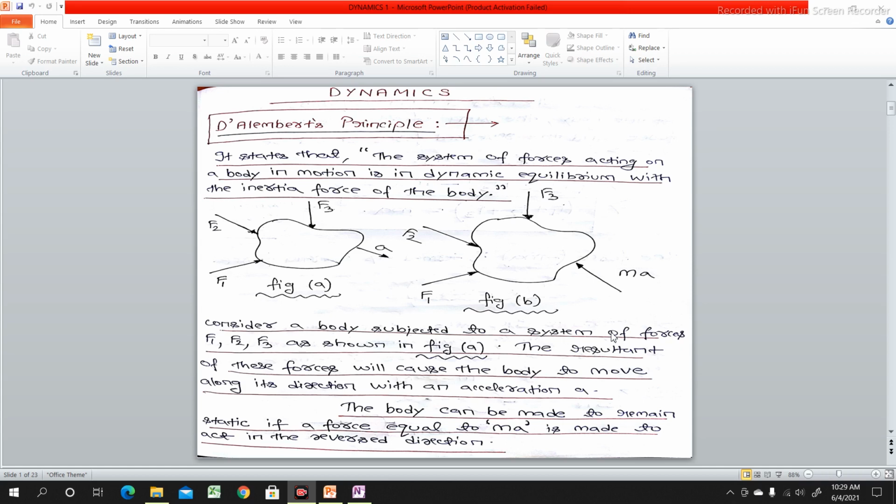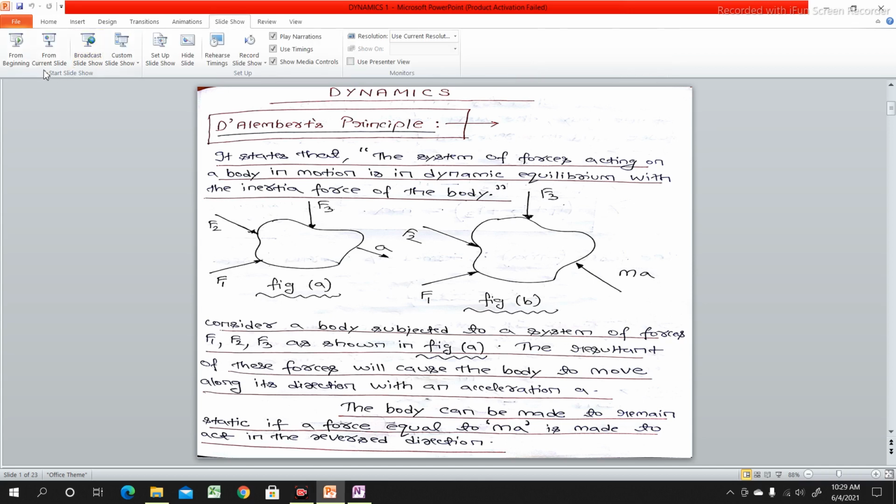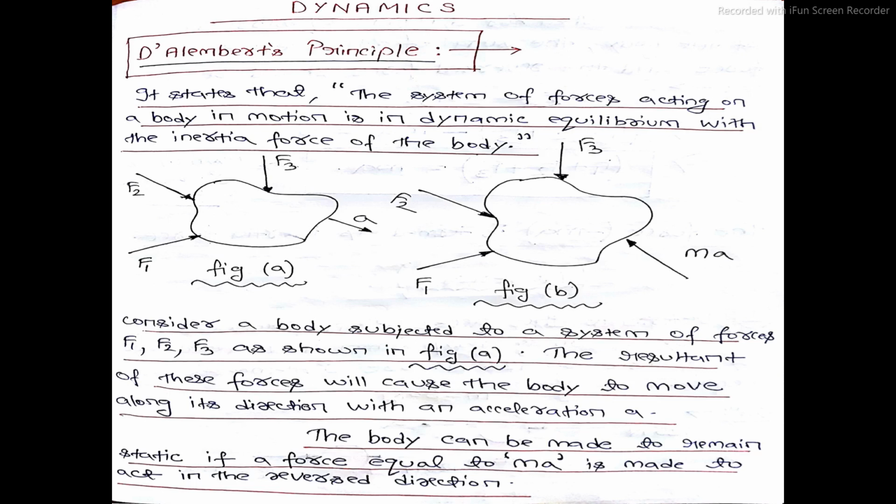So what is dynamics? We know that engineering mechanics is divided into two categories, and those two categories are statics and dynamics. What is statics? Statics is the study of the effect of force system acting on a particle or a rigid body which is at rest.